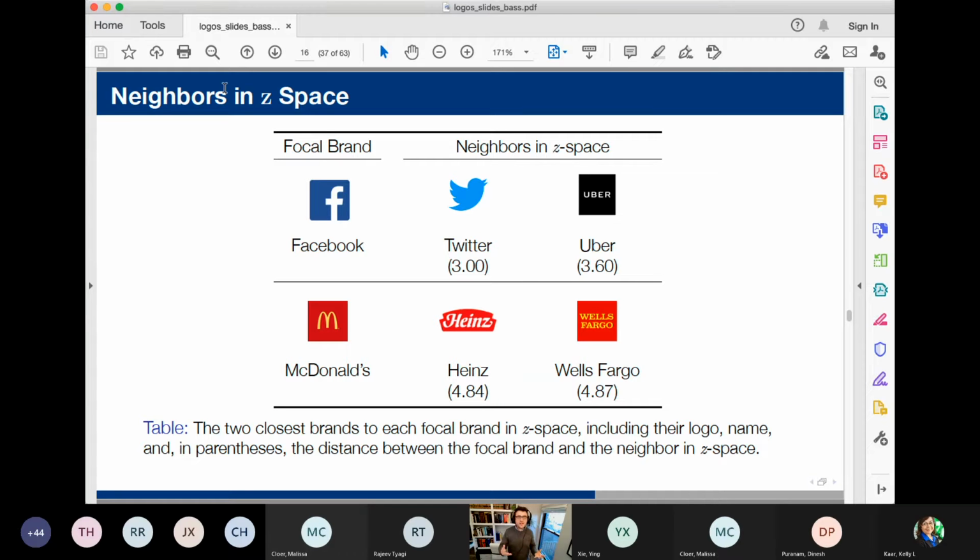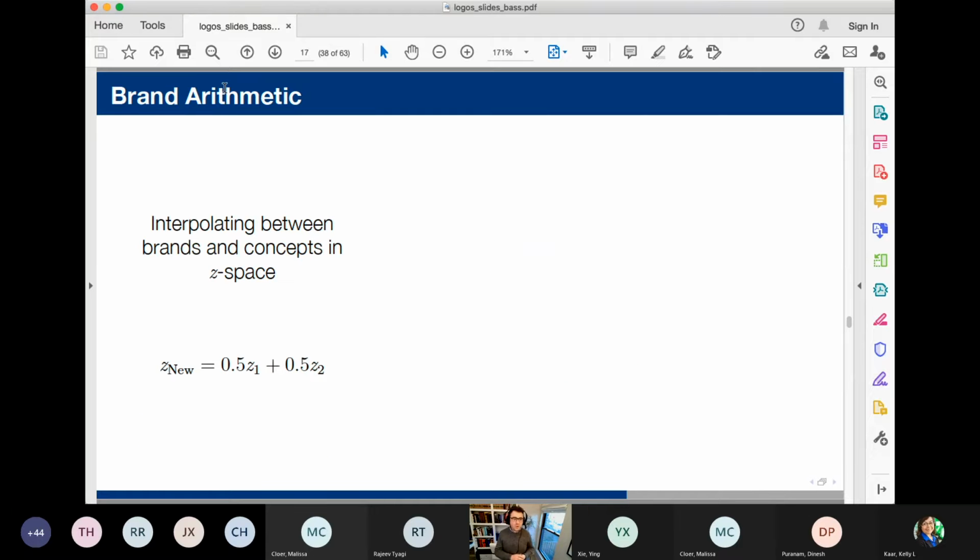So in short, what is the model learning? Well, these Z representations that the model has learned are again trying to capture similarities across all of the domains. So what can we actually do with this learned representation space? Well, one really cool thing that we can do is what we call brand arithmetic. The idea here is that we can take different points in this space and interpolate between them to come up with meaningful concepts.